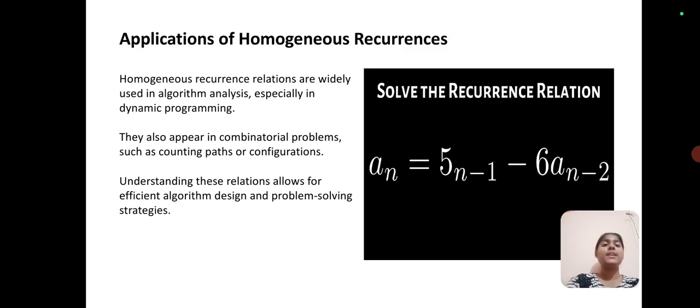Application of homogeneous recurrence. Homogeneous recurrence relations are widely used in algorithm analysis, especially in dynamic programming. They also appear in combinatorial problems such as counting paths or configurations. Understanding these relations allows for efficient algorithm design and problem solving strategies.